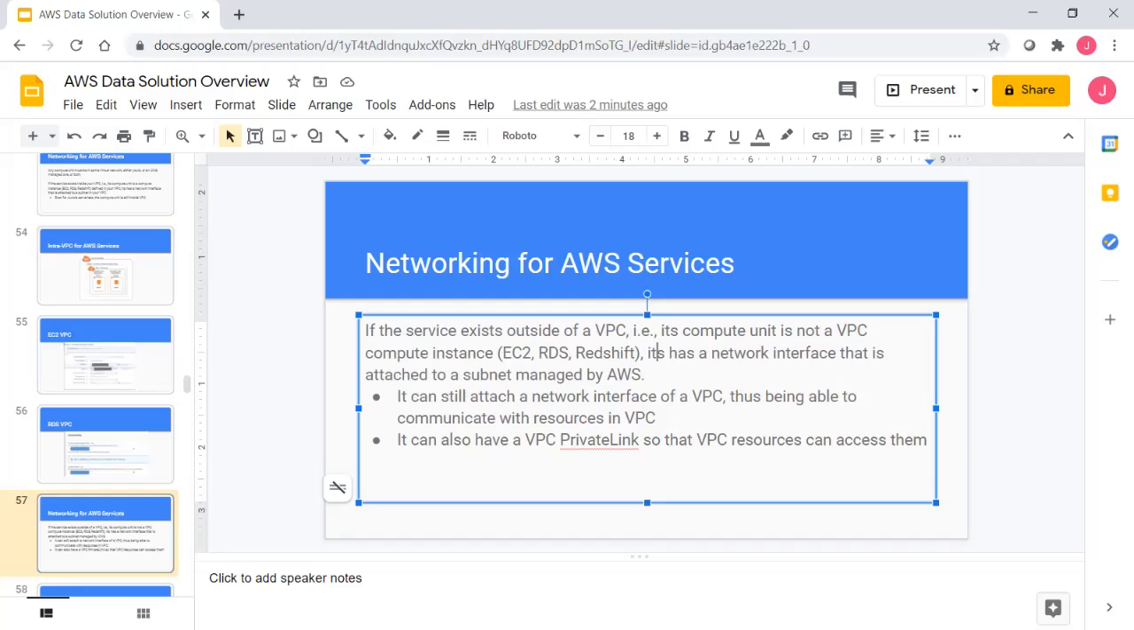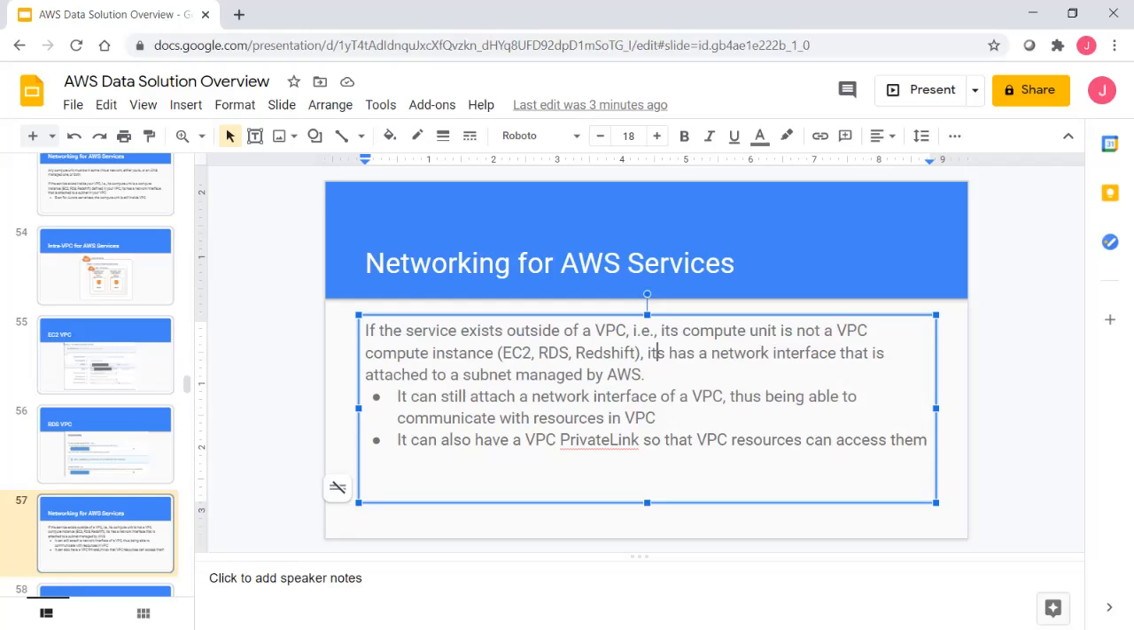And the DynamoDB compute unit has a network interface that is attached to the AWS managed network. And not only DynamoDB. Basically, every web service that exists outside of a VPC has a network interface that is attached to an AWS managed subnet. However, like we said, for services that are outside of the VPC, you can still attach a network interface of a VPC. Thus, it can still communicate with resources in the VPC.